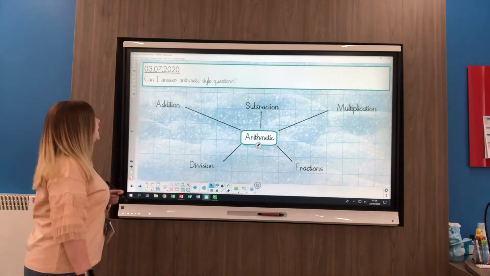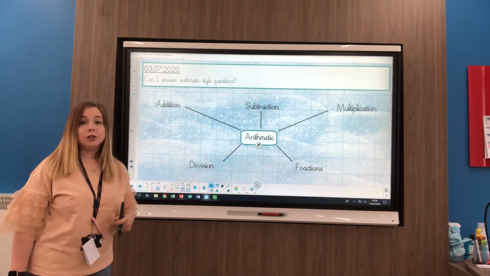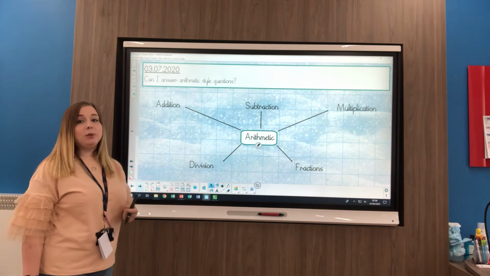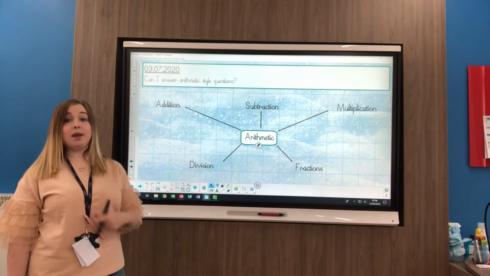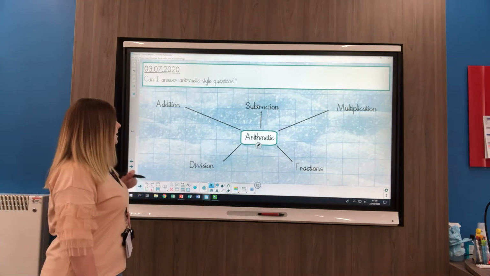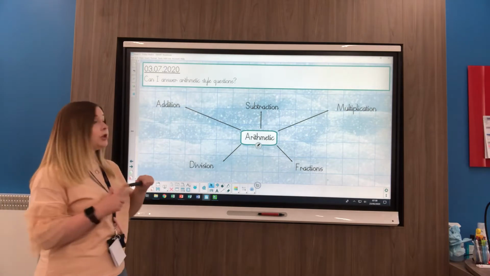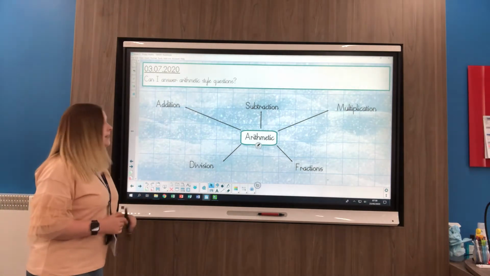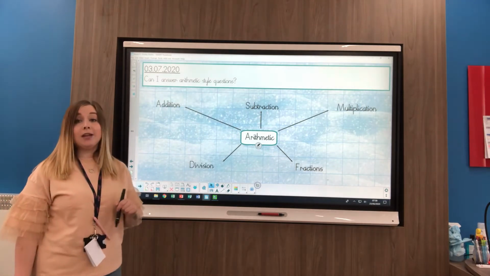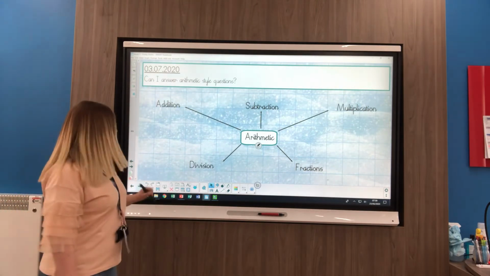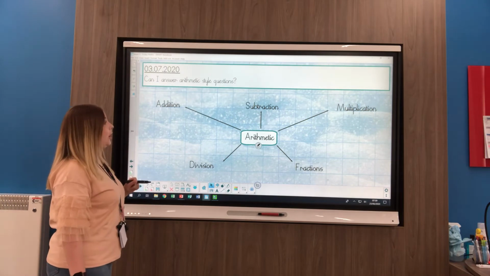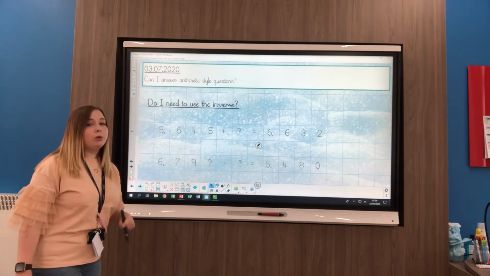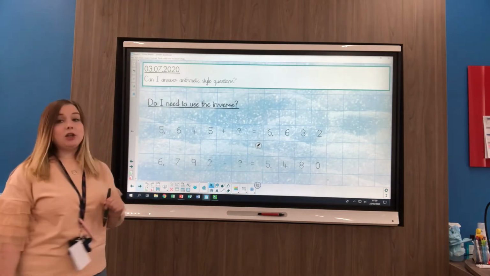The question says, can I answer arithmetic style questions? On a Friday for the past few weeks you have been completing a bit of an arithmetic test, and that test assesses your knowledge on addition, subtraction, multiplication, division and fractions. And today we're going to have a little look through some questions that I think you might be finding a bit tricky at home. So the first one we're thinking about is if we need to use the inverse.